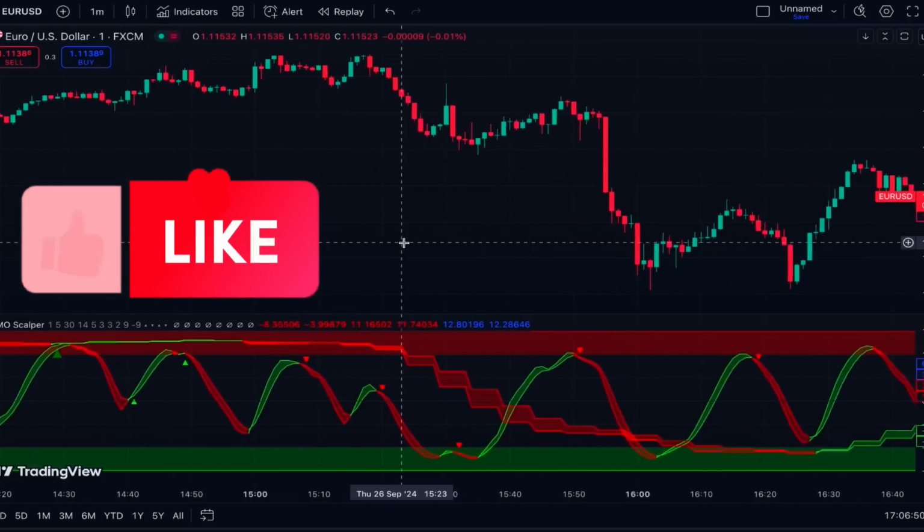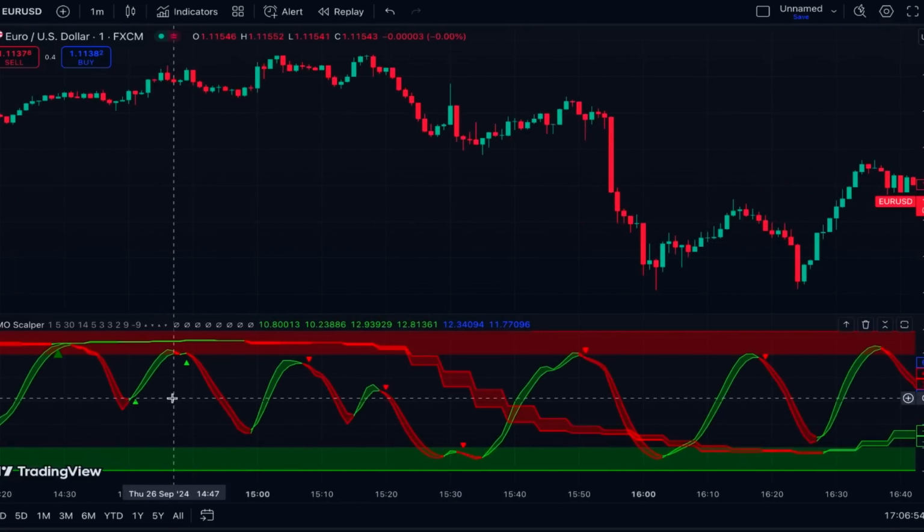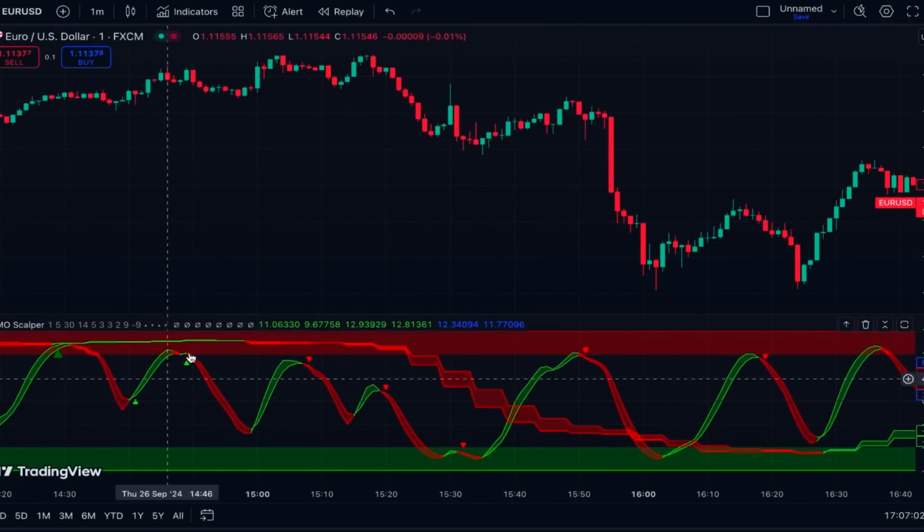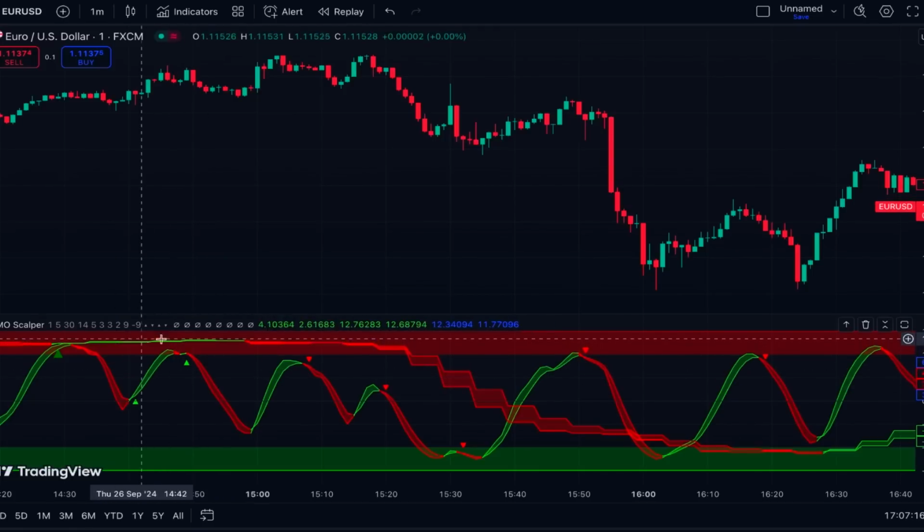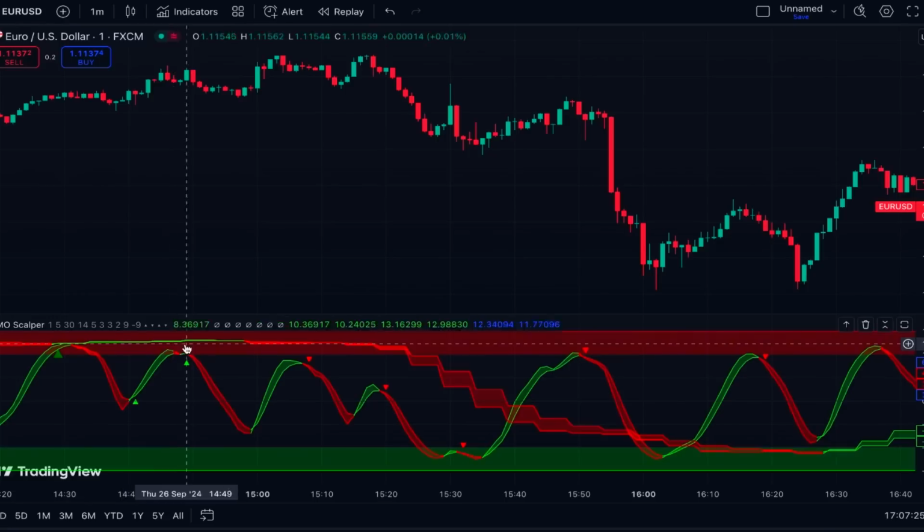Alright, let's see some examples so you better understand how this works. Here these two buy signals are rejected because we have TMO2 horizontal with no distance between the lines.